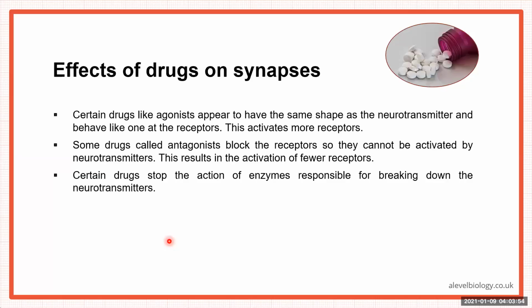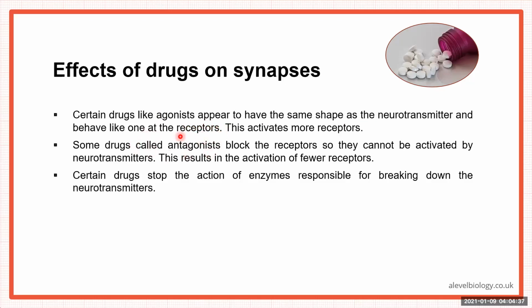Okay, so certain drugs also have effects on synapses, right? Now, there are drugs which are known as agonists, which act as stimulants. They mimic the action of the neurotransmitters, right? And some that act against them are known as antagonists, right? Drugs which are agonists appear to have the same shape as the neurotransmitter, and they behave like one of the receptors, right? So these activate more receptors. These stimulants are mostly given to patients with ADHD when you want them to focus, you want a response, right? So these are known as agonists because they mimic the same role of the neurotransmitter.